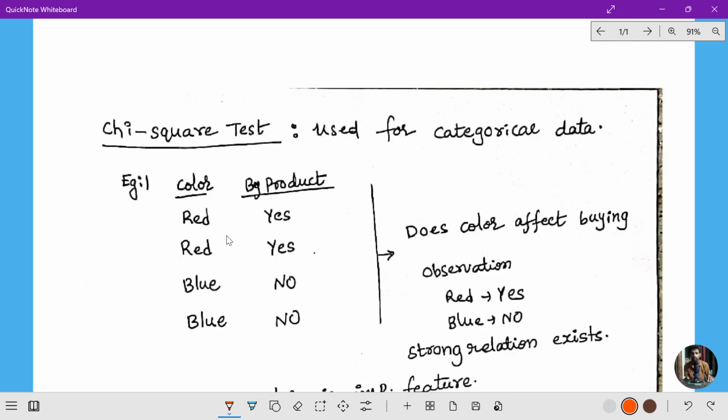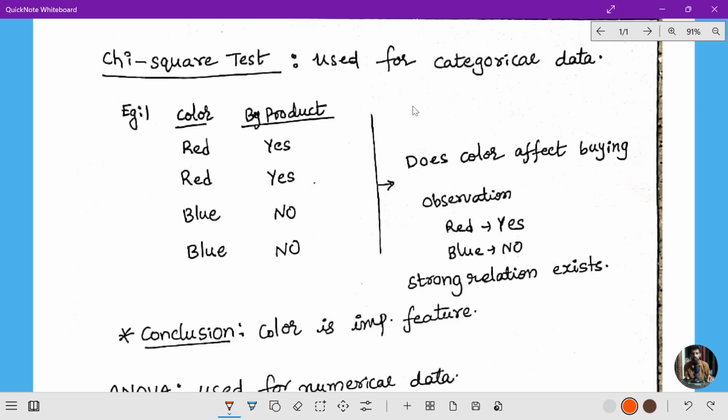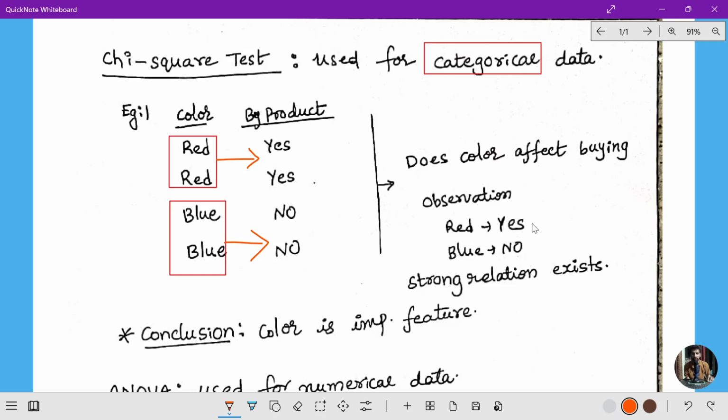The second one is the chi-square test. This is used for categorical data. What is the meaning of categorical? When you go to the shop, when there is a red color, the customers are going to purchase. When there is a blue color, the customers are not purchasing. This is called categorical data. Does the color affect buying? Observation: red is yes, blue is no. So a strong relation exists. Conclusion: color is an important feature.